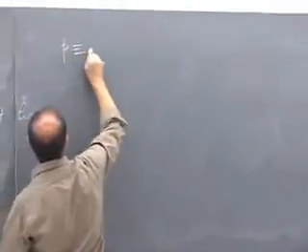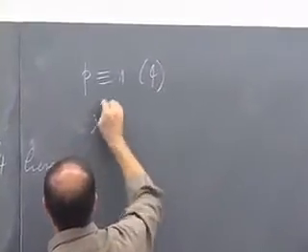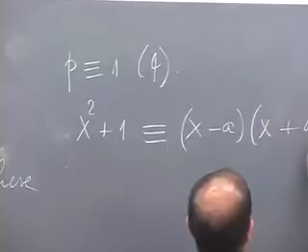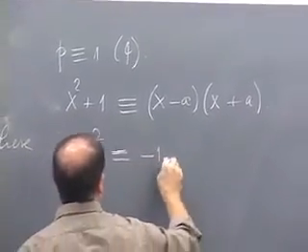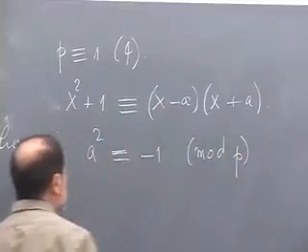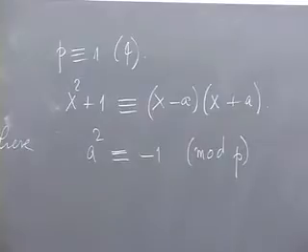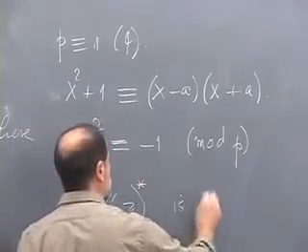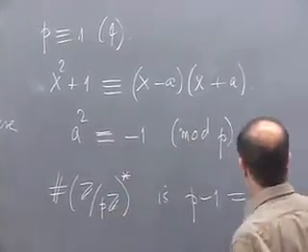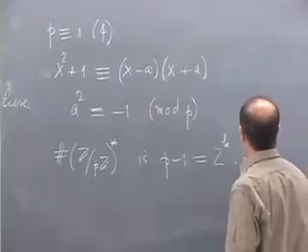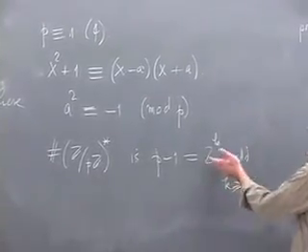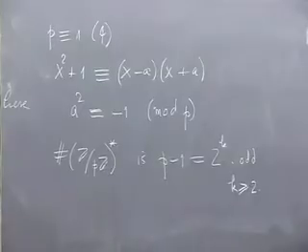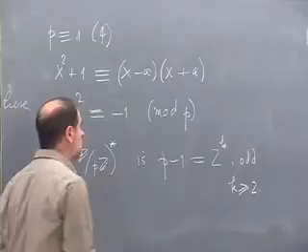p is congruent to 1 mod 4. In this case, I claim that x squared plus 1 factors as x minus a, x plus a, where a squared is congruent to minus 1 mod p. Namely, we can find an element of order 4. Proof? In this case, the order of Z mod PZ star is p minus 1, which is equal to some 2 to the k times an odd number where k is greater than or equal to 2. Namely, this number is divisible by 4. Might be 8 times something, it might be 16 times something, whatever it is, it's divisible by 4. Consequently, the Sylow 2 subgroup of it has order 2 to the k.